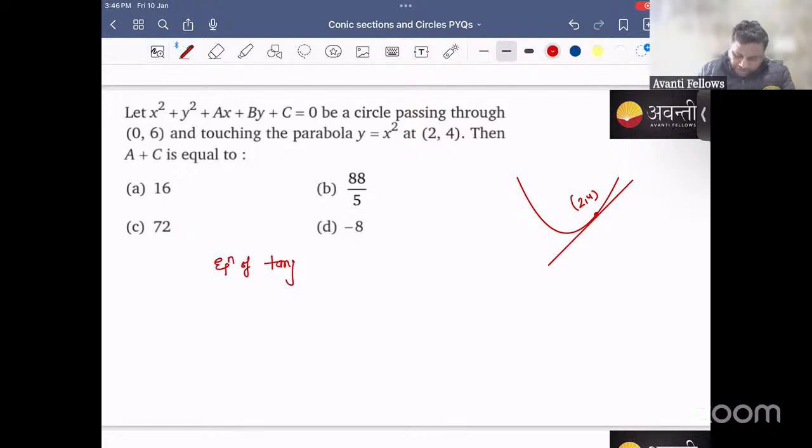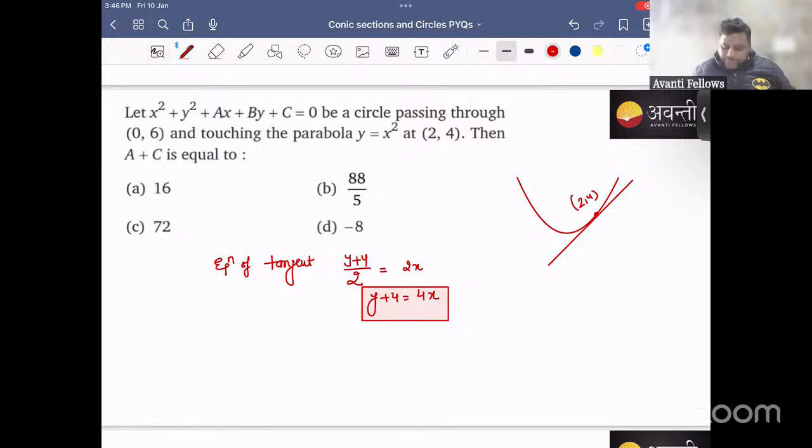The equation of tangent is (y plus y1)/2, means (y plus 4)/2 is equal to x1, that is 2x. So y plus 4 is equal to 4x. Understood? Now the role of the parabola is over. Now we are looking for a circle which is passing through this and touching this line at (2, 4). Means if x is 2, y is 4.